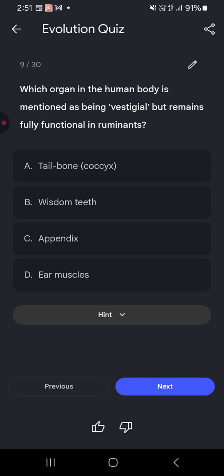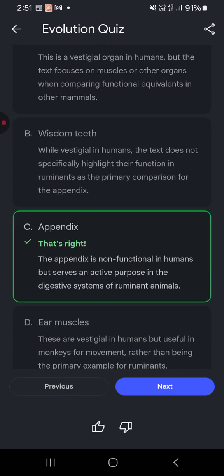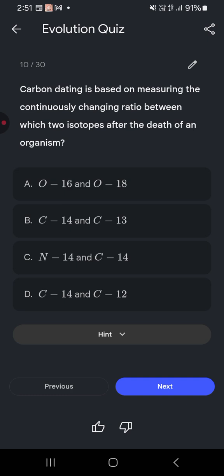Which organ in the human body is mentioned as being vestigial but remains fully functional in ruminants? The correct answer is appendix.